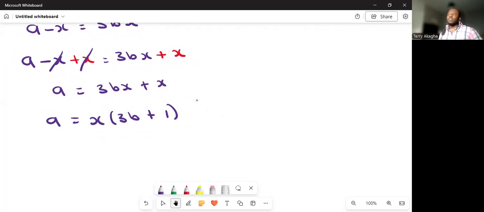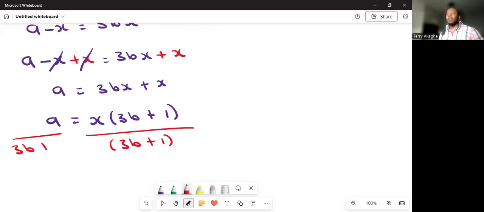Now, the next question you have to ask is that if you have 3B plus 1 at this point, what do you then have to do? Then you can now say, all right, I need to get rid of the 3B plus 1. So that means I'm going to divide both sides by 3B plus 1 so that the X can be on its own. Are you seeing it? So that means the whole 3B plus 1 is going to cancel this out.